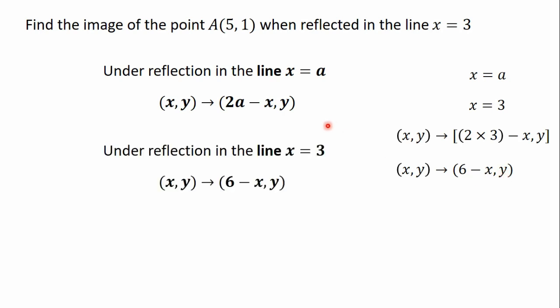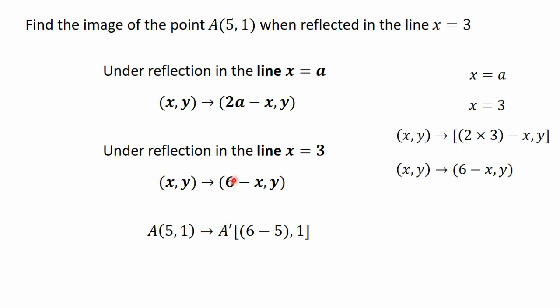So it means that when we reflect a point in the line x is equal to 3, the rule of the transformation is (x, y) maps to (6 minus x, y), with 6 minus x as the x coordinate, then y as the y coordinate. Now we have the rule for the transformation when we reflect a point in the line x equal to 3. So we can use this rule to transform the point A with coordinates 5, 1. So point A with coordinates 5, 1 will give us the image of point A, which is A prime.